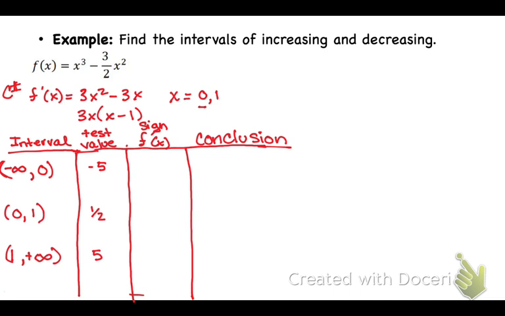Okay, so I want the sign of f prime. Where am I plugging it in, the original or f prime? Prime, because it says prime. So we're plugging it into here. I like this one just because it's broken down and I have to do less math in my head. We're putting the test values into our f prime, and I'm doing it factored. I could put it into the original, but I would have to do more math in my head.